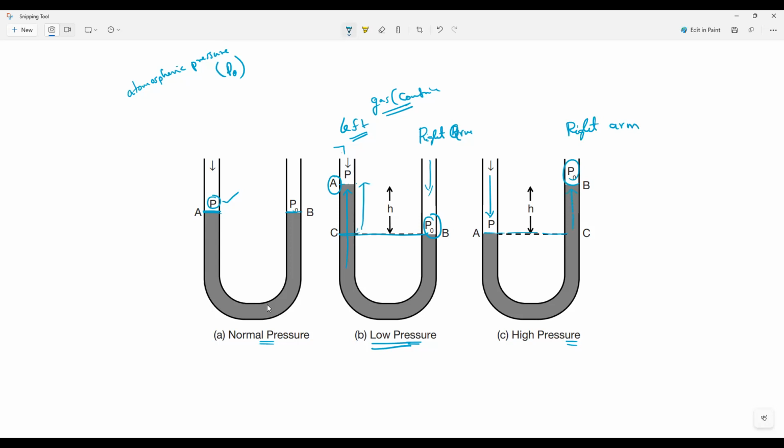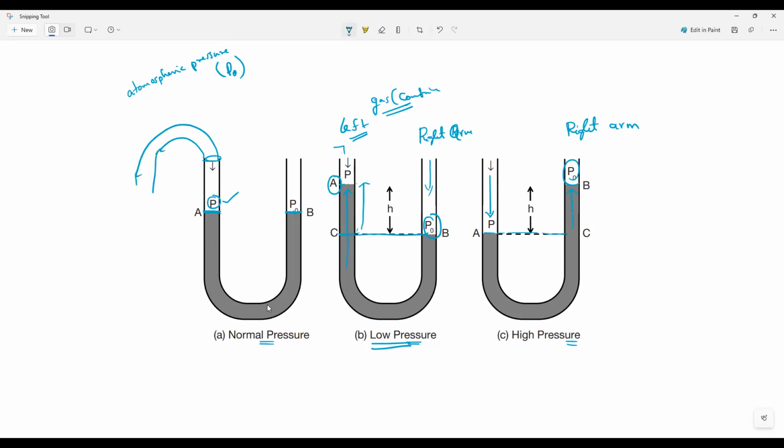So, if you want to calculate a liquid pressure or a gaseous pressure of a given gas, first I have to take a U-tube manometer. I have to fill some liquid. Both arms are at equal pressure. Now, I connect it to a cylinder.